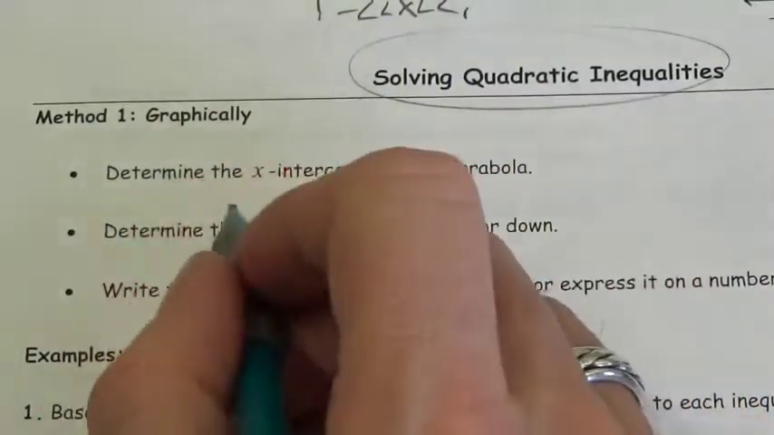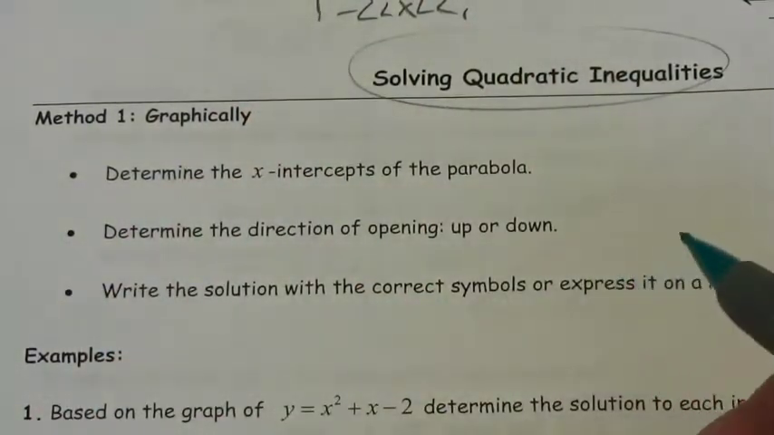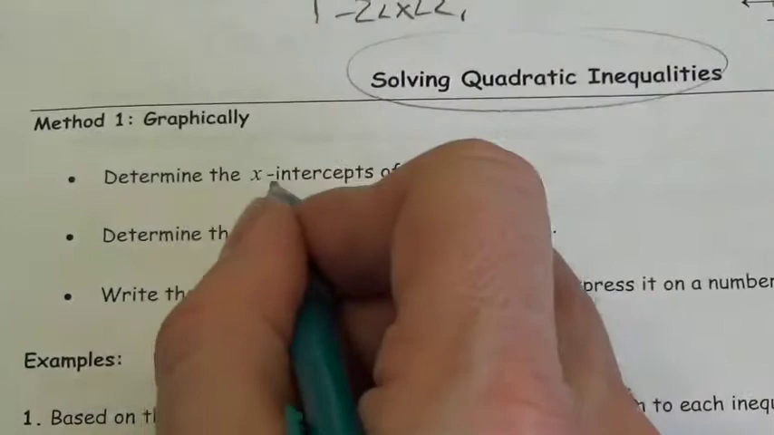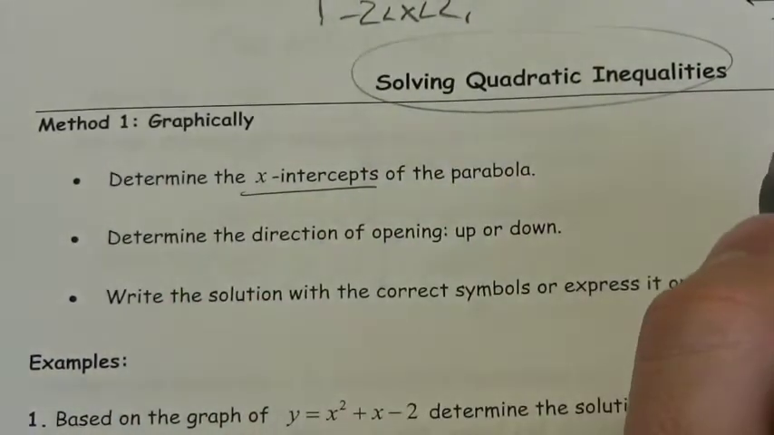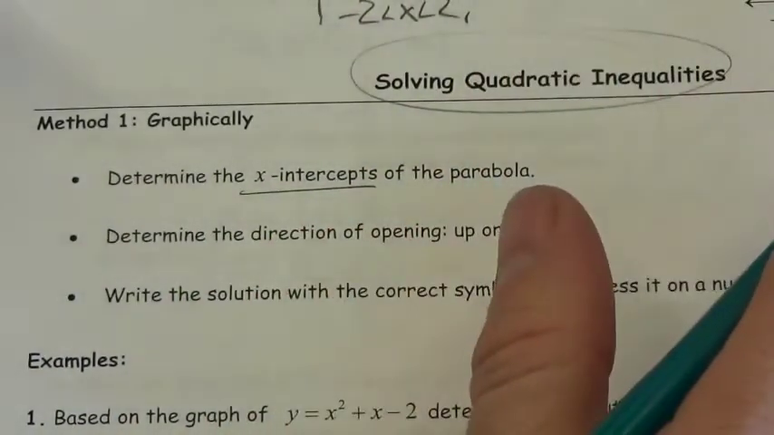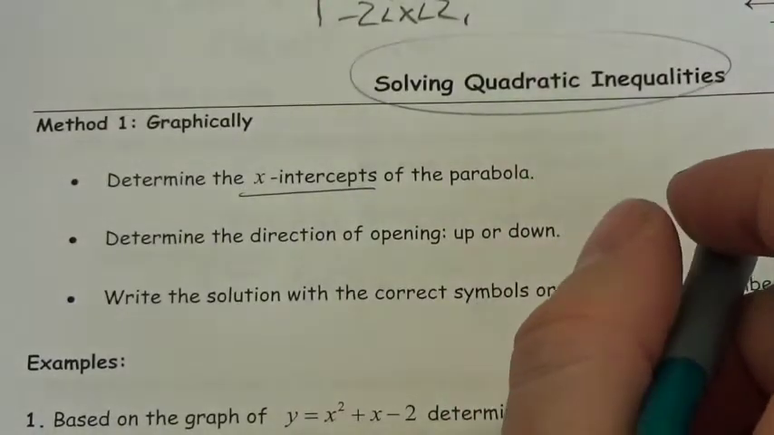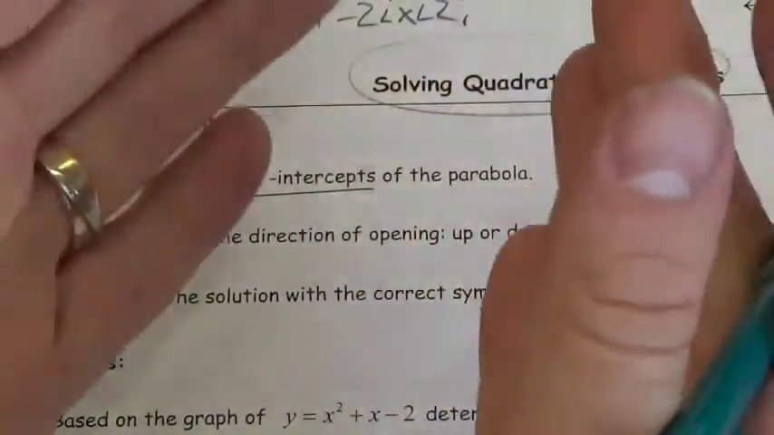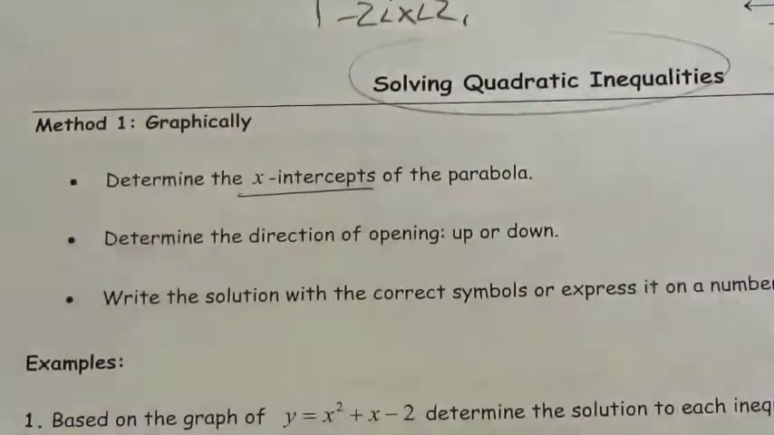So what you want to do with this right here, when you're given a quadratic inequality, first of all, you want to determine what the x-intercepts of the parabola are. Really, really important that you know what the x-intercepts of the parabola are, because those are going to be the boundaries between when you're positive or negative.